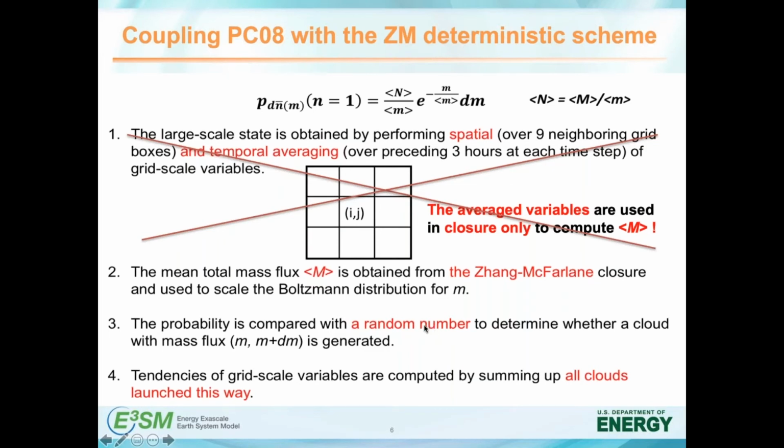So each time we draw a random number and compare that with the probability of a mass flux within a mass flux bin. If the probability is greater than that random number, then there is a cloud. If it's smaller than that, there is no cloud. So after we have done all these bins, then we sum up all the total mass flux from each of these clouds that were triggered. And then we determine the total heating and moistening due to the entire population of the clouds.